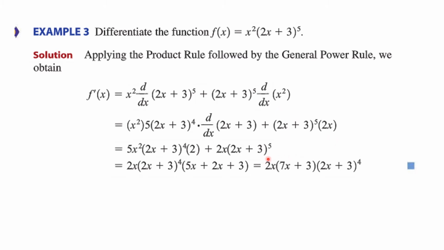So then I do the algebra, and it can be simplified this way.